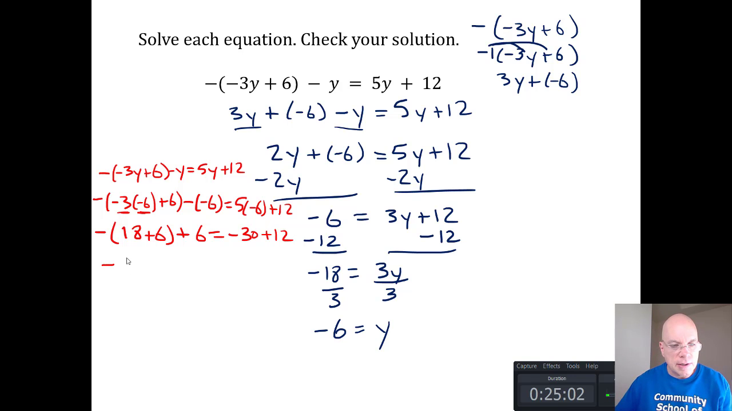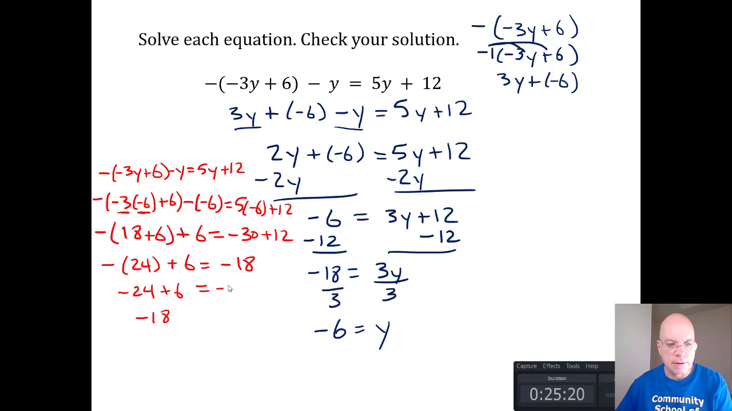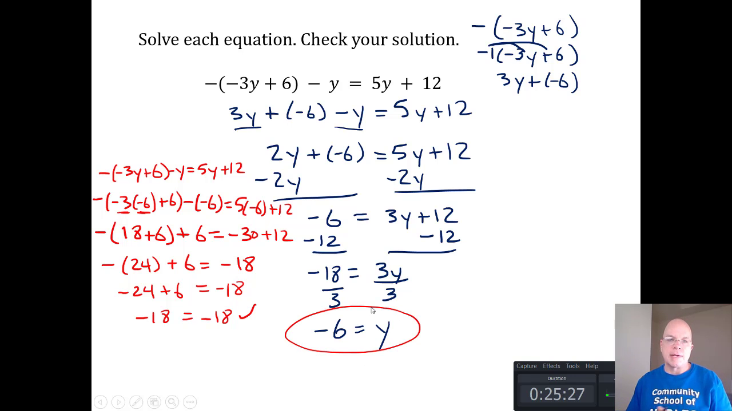So I have the opposite of 24 plus positive 6 should be equal to negative 30 plus 12 is negative 18. And the opposite of 24 is negative 24. And if I add 6 to negative 24, I do in fact get negative 18. So I've convinced myself that I identified the correct variable value. y is negative 6.